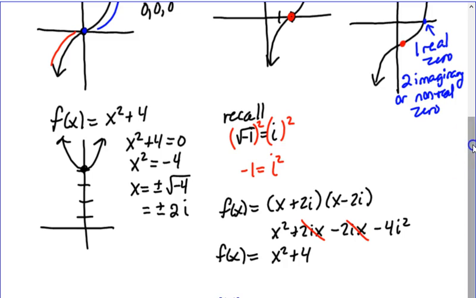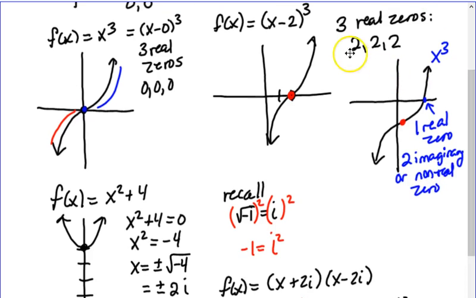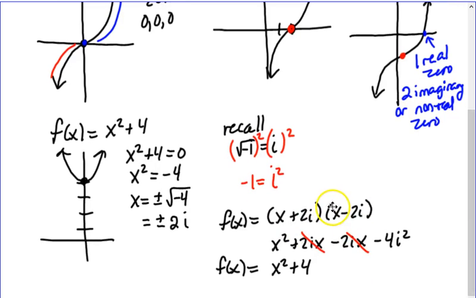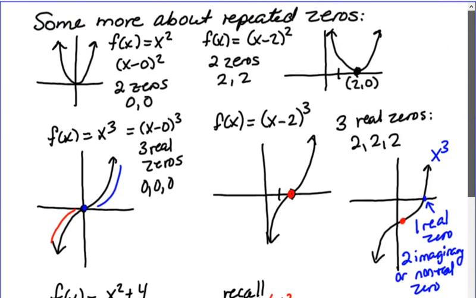So going back to this example above here, if this number would be our real zero, we would get a factor associated with it, and then we would have another 2 factors that would have imaginary numbers like this one did. So hopefully that helps clear up some of the confusion about real zeros, imaginary zeros, and repeated zeros.